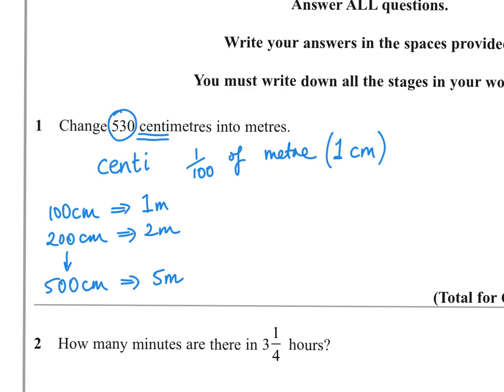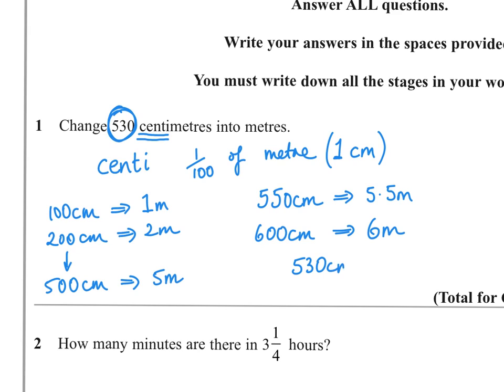Now, this is where it gets a bit tricky. So this is where some students find this quite difficult, and I can completely understand. What do you think 550 centimetres would be? Well, if 600 centimetres is 6 metres, then 550 centimetres would be 5.5 metres. So you're probably on the right tracks now to think what 530 would be, and the answer would be 530 centimetres would be 5.3 metres.